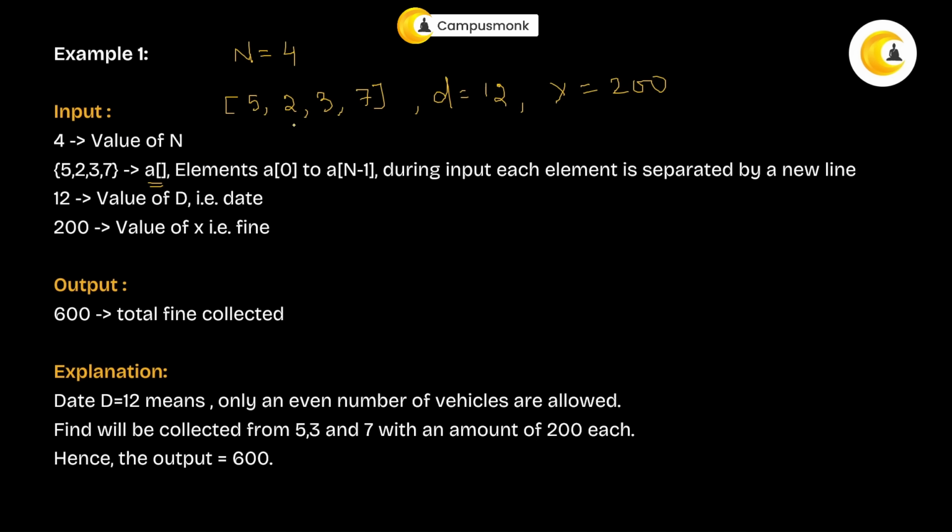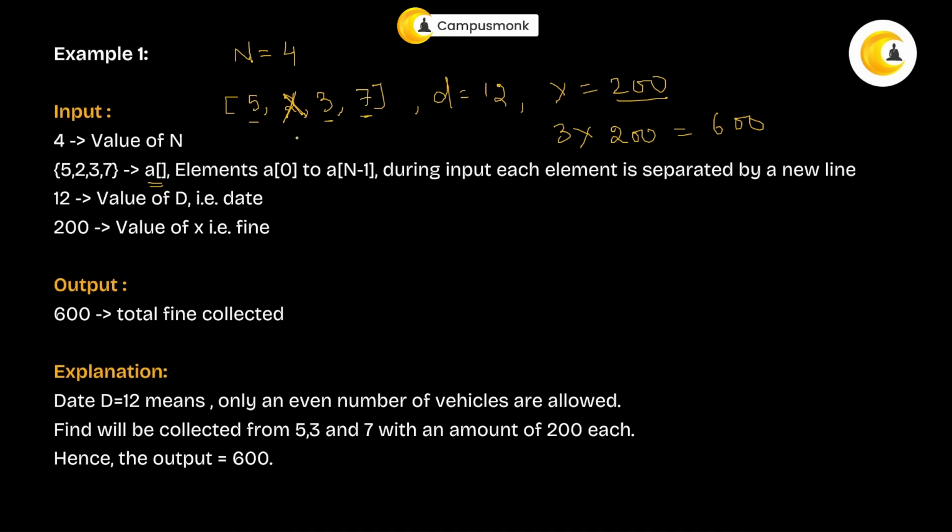Correct. Now, how many vehicles have violated it? Even digits will be allowed, so that means only this one will be allowed. All others have violated it. So how many violations? One violation, two violations, three violations, right? So what will be your amount? Then it will be 3 times 200, that is 600. So how will you achieve this?